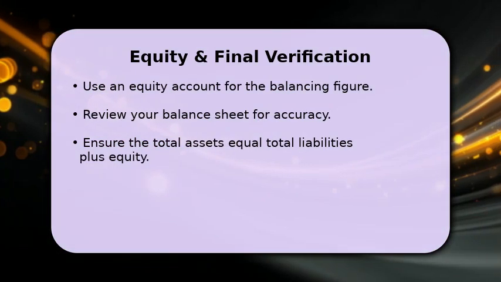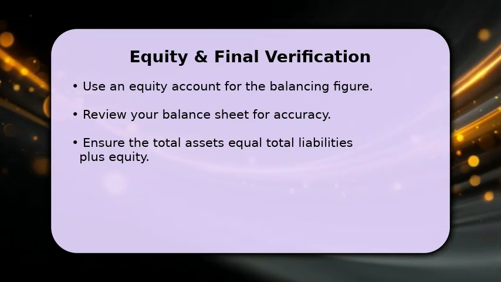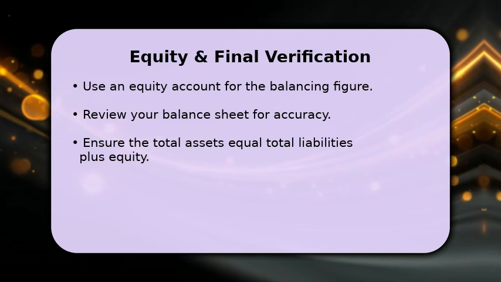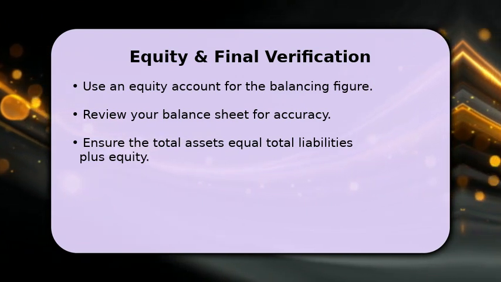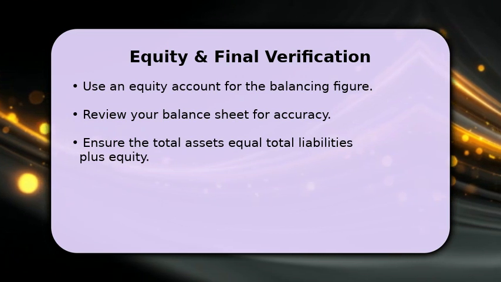After entering all your asset and liability balances, the remaining amount needed to balance your books will typically go into an equity account, often called opening balance equity or retained earnings. This account acts as a temporary holding place.